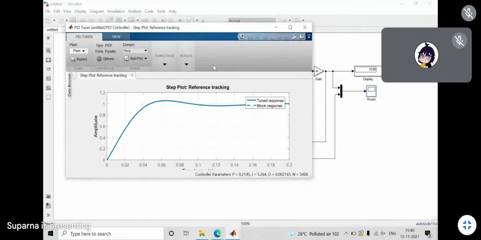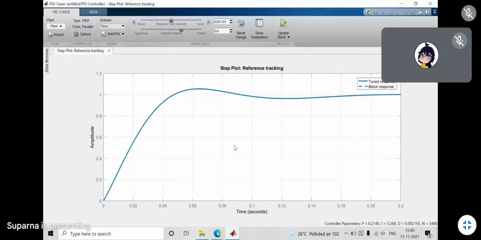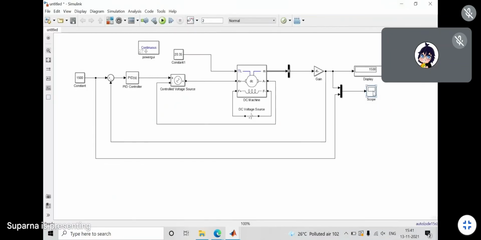After tuning, not this one, but the block for reference tracking, whatever comes in the scope, that is your final output. Okay ma'am. No, after tuning, update the block, then again whatever you are getting in the scope, that is your final. Okay ma'am.